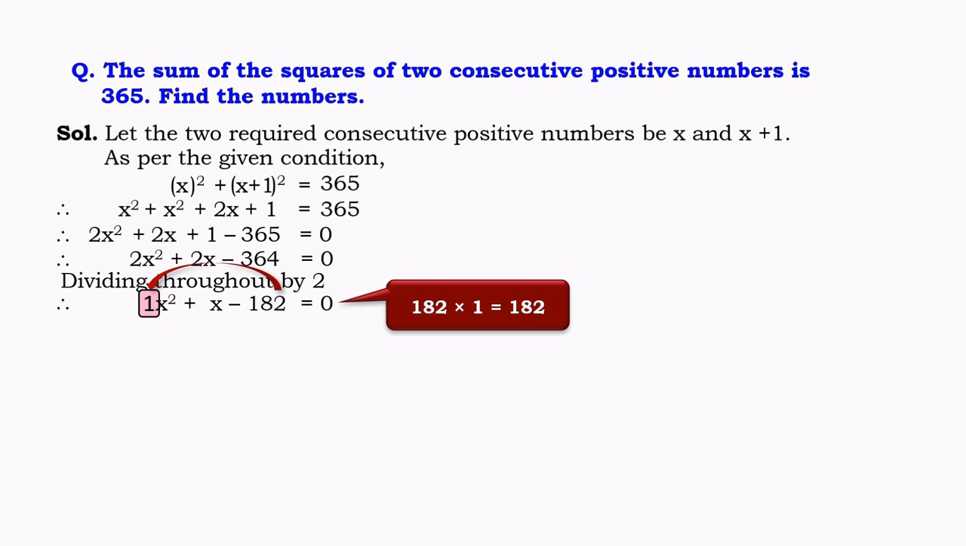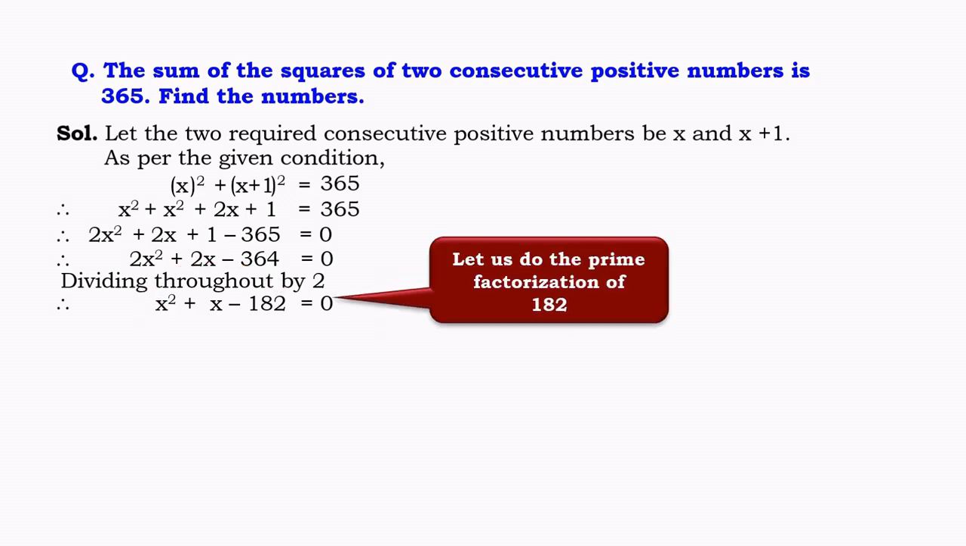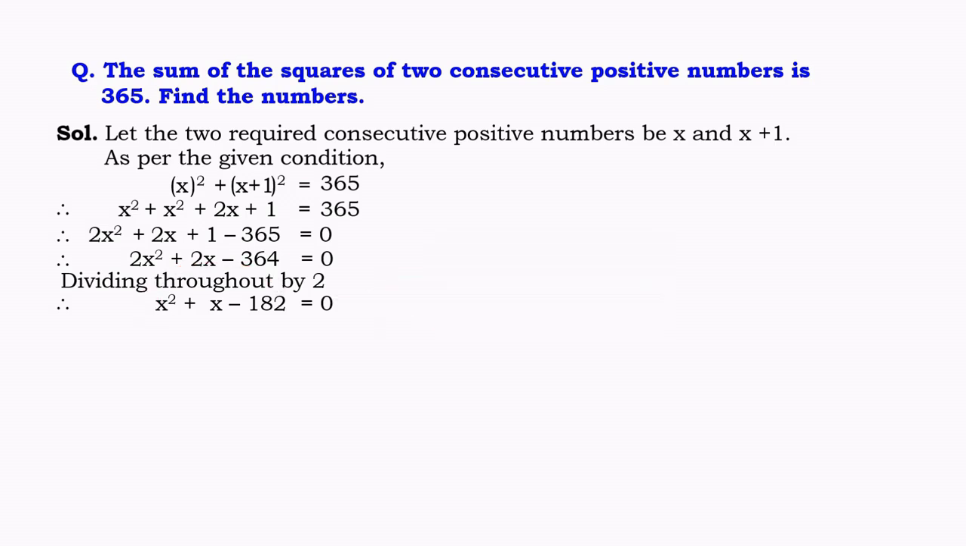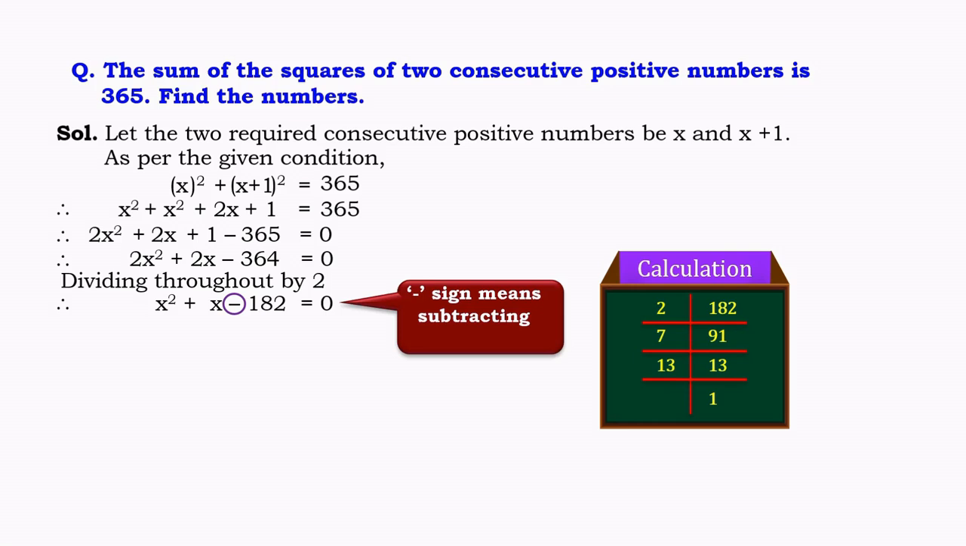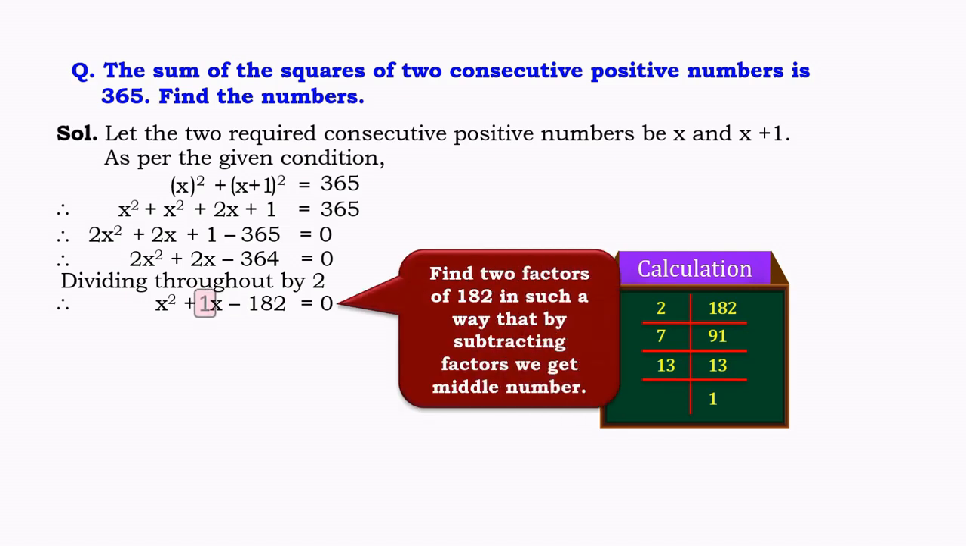Now let us solve this quadratic equation by factorization. First, let us find the prime factors of 182. The prime factorization of 182 is 2 multiplied by 7 multiplied by 13. Since the last sign is negative, we need two factors whose product is 182 and whose difference is equal to the middle coefficient, which is 1.